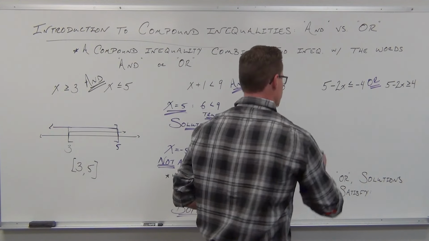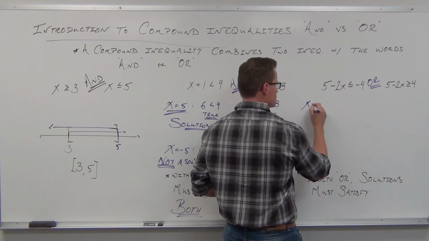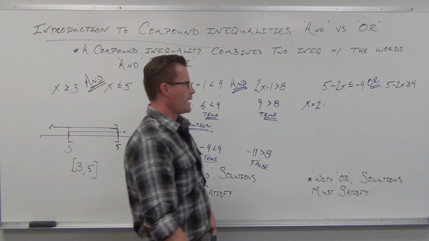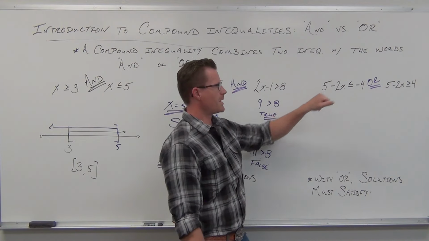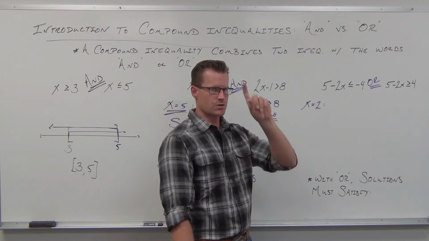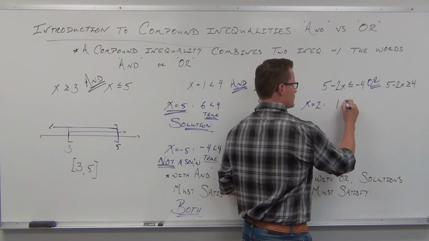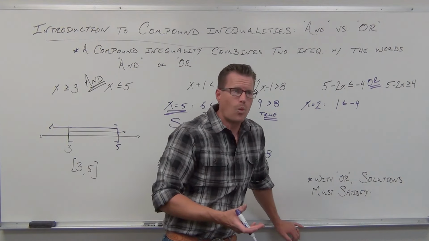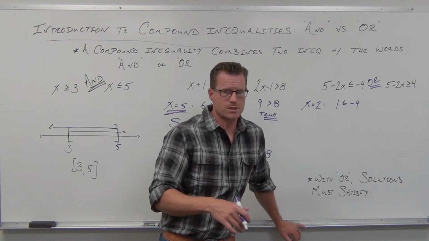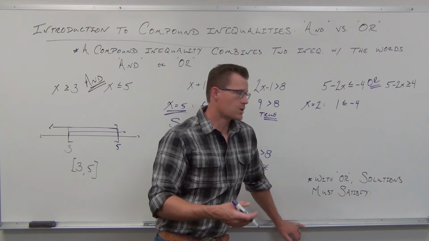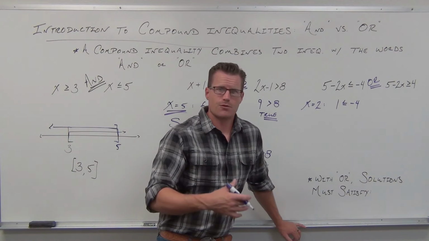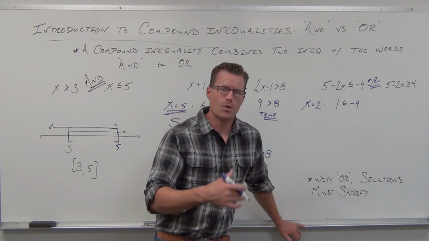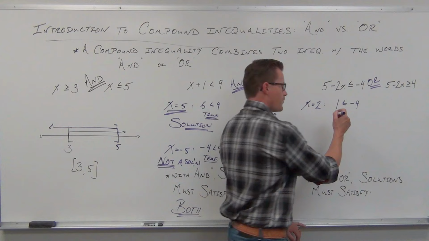Let's start with 2. So let's plug in x equals 2. If x equals 2 here, we'd have 5 minus 4. 5 minus 4 is 1. You ask yourself the question, does that make a true statement? Is 1 less than or equal to negative 4? It's clearly not equal, but it's also not less than negative 4. Negative 4 is a negative number. It's going to be less than any positive number, not the other way around. So 1 is not less than negative 4. This is false.